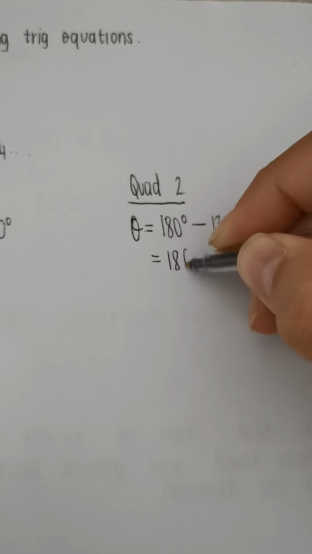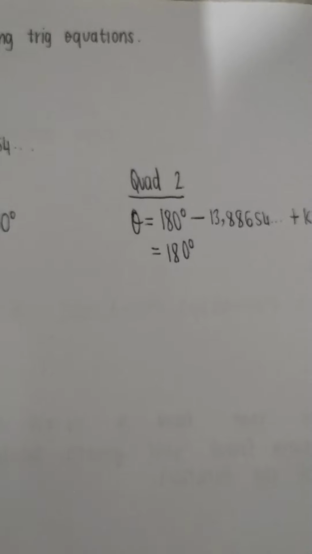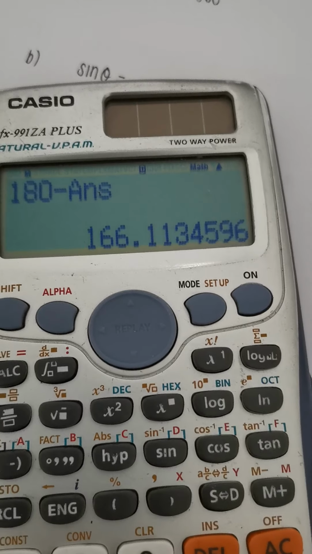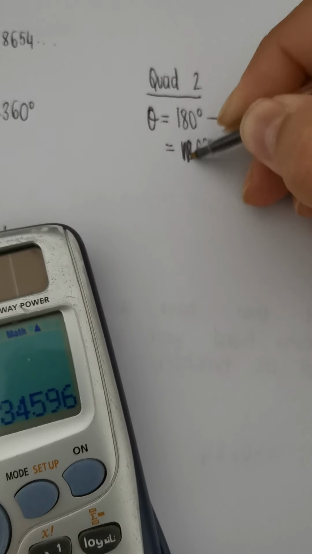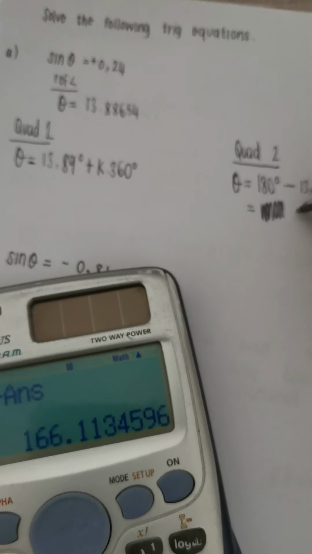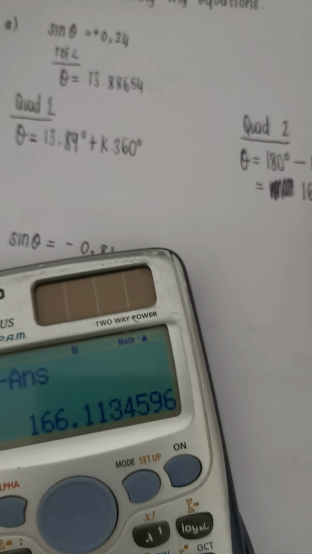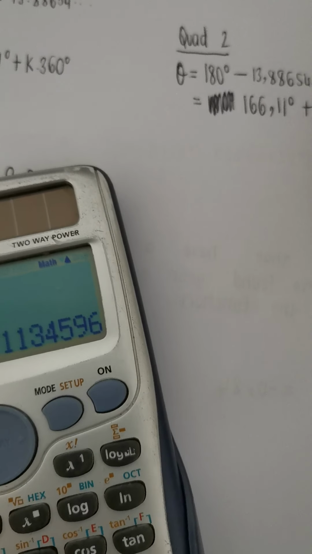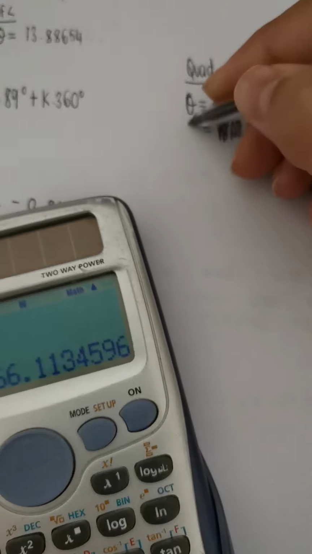Simplify. So we're done with the general solution, the difficult part of it. We're now just simplifying, and this is like normal algebra. 180 minus our answer. Oh, did I write 180? Sorry, this should be 166 point. Now we can round off: 166.61 plus k times 360 degrees. What did I say? You shouldn't forget, k is an element of the integers. And that there is finding the general solution.